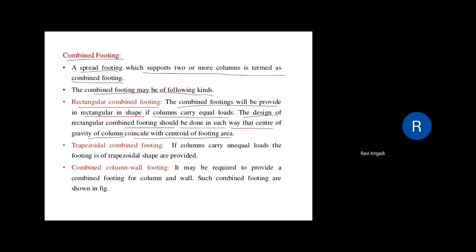So when the center of gravity of the column loads coincides with the centroid of the footing area, you can go with a rectangular combined footing.